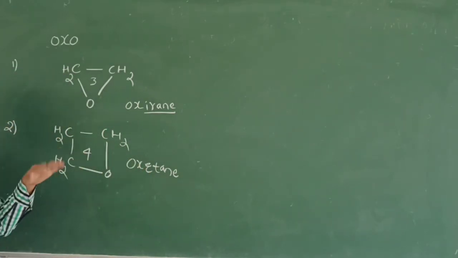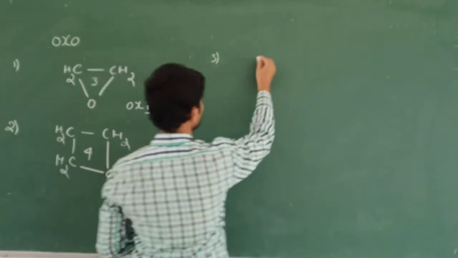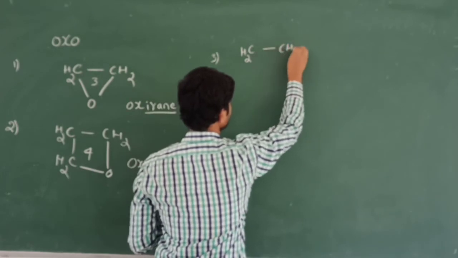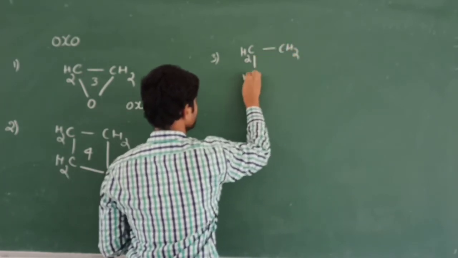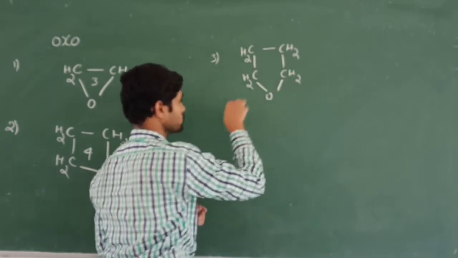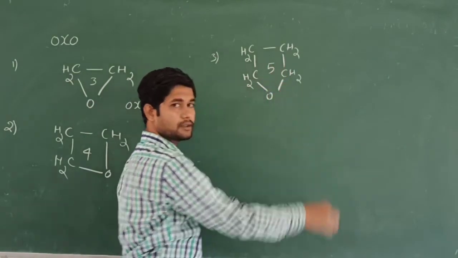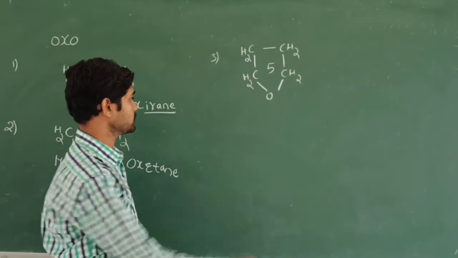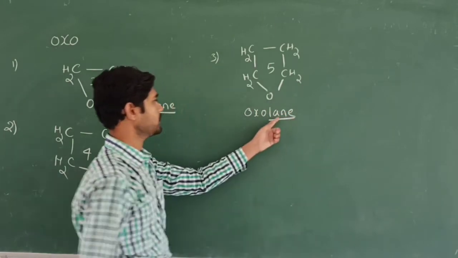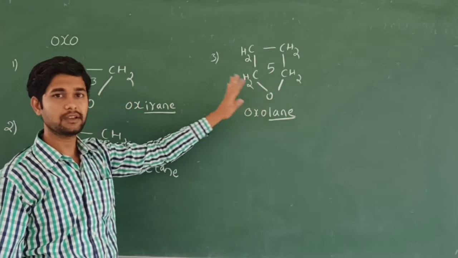So let us discuss the five-membered ring. How are we going to use this IUPAC system? The five-membered ring, I am going to write like this: CH2, which is linked with oxygen, and it is a part of this ring system. This is called a five-membered ring. We are going to use the suffix lane. It is oxolane. This suffix lane depends upon this five-membered ring. We are going to name it oxolane. This is about the five-membered ring.